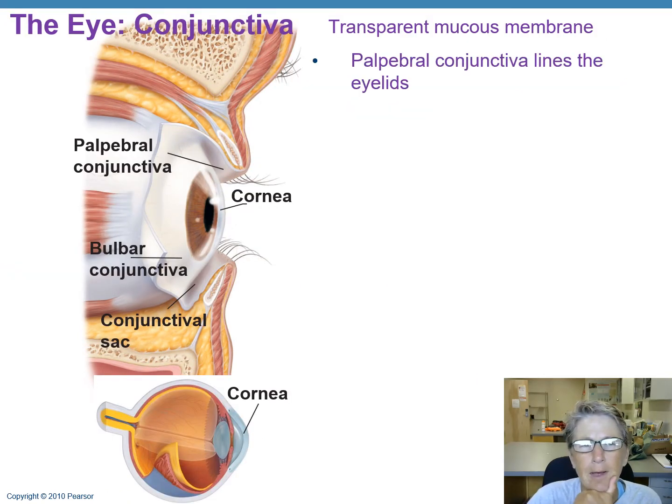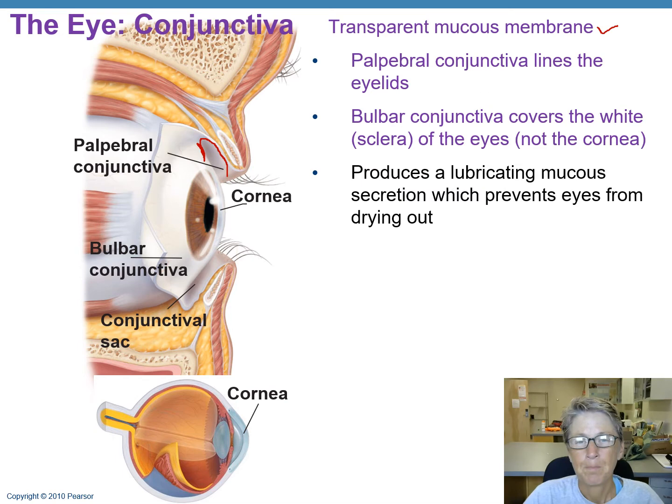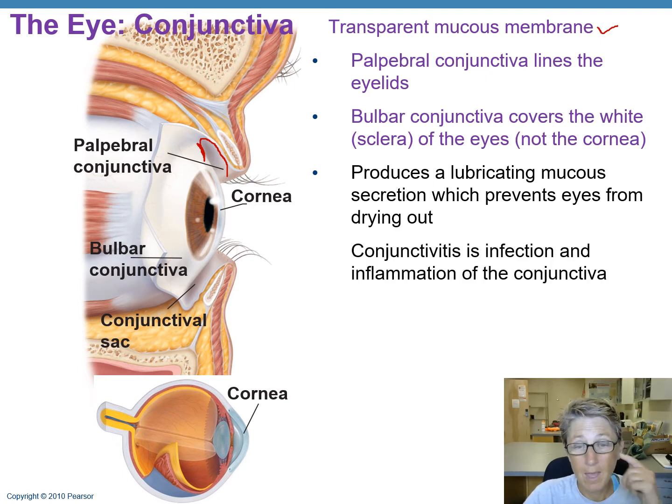Okay. So the conjunctiva, talk a little bit more about the conjunctiva. It's a transparent mucous membrane. There's palpebral conjunctiva, we talked about that, lines the eyelids. So this is all palpebral conjunctiva. But then when that palpebral conjunctiva turns back and starts covering the eye, that's the bulbar conjunctiva. And conjunctiva produces a lubricating mucus secretion that helps keep your eye from drying out.